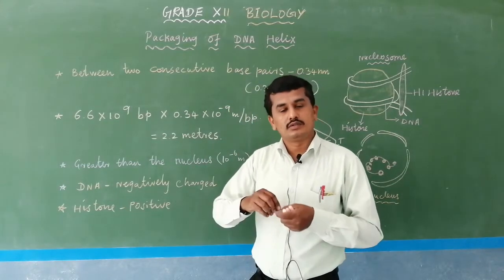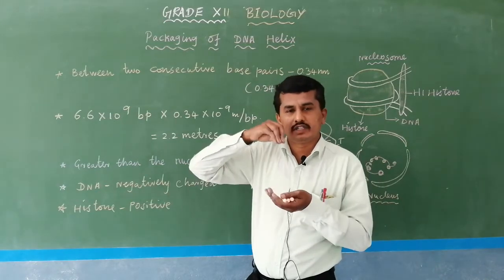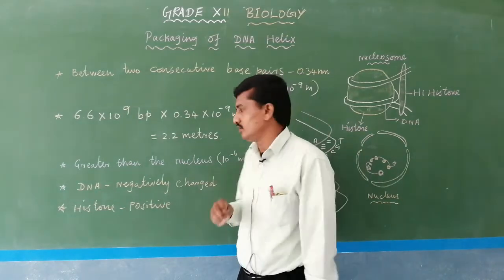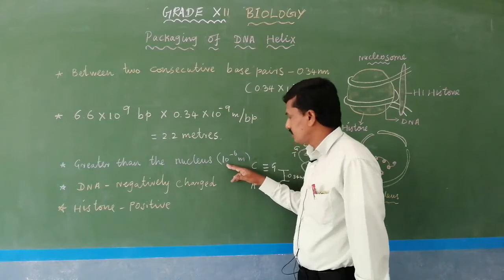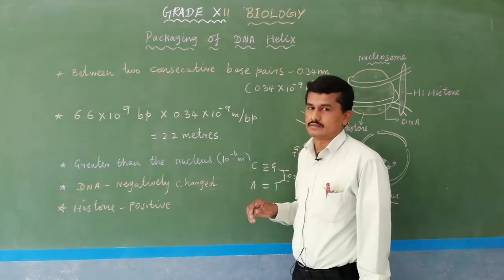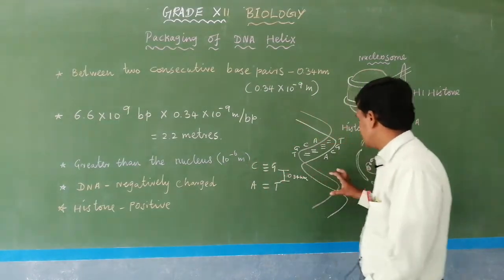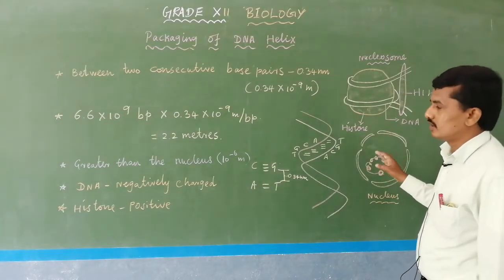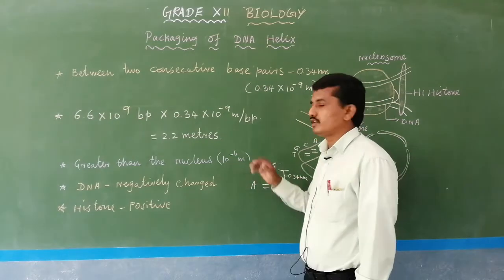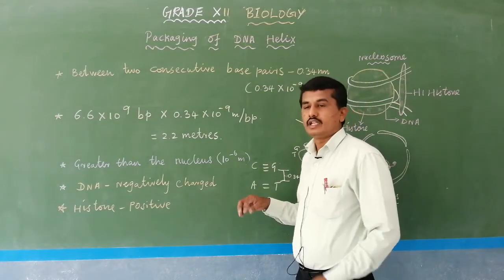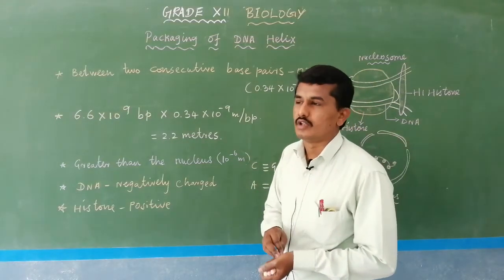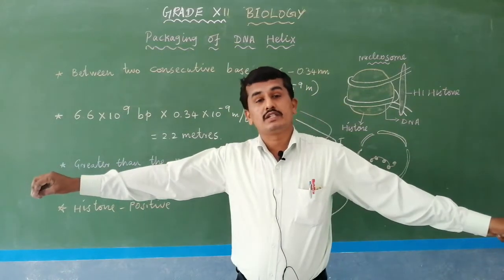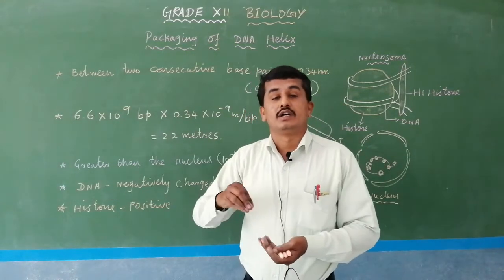So how is this long polymer arranged inside the cell, inside the nucleus? The diameter of the nucleus of a typical eukaryotic cell is itself only about 10 to the power of minus 6. So in such a small nucleus, how is 2.2 meters of DNA packaged or located?